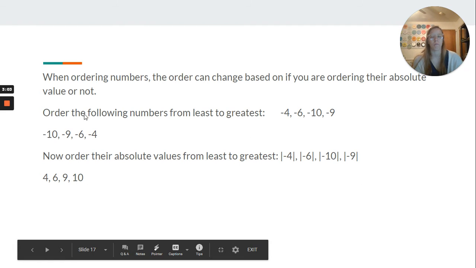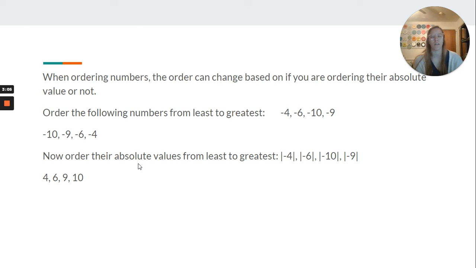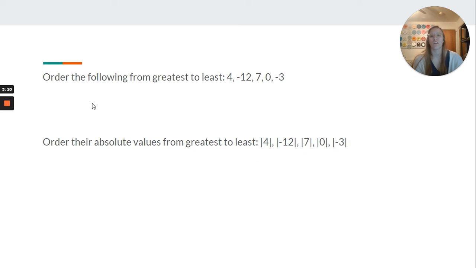Okay? So you have to make sure you pay attention to whether it's ordering the numbers or ordering their absolute values. So order the following from greatest to least. So now this is opposite. Well, 7 is our biggest positive number. So 7, 4, 0, negative 3, negative 12. Now we're going to order their absolute values from greatest to least. So the positive numbers aren't going to change. And the absolute value of 0 is just 0, by the way. So we have 12, 7, 4, 3, and 0. Because negative 12's absolute value is going to be 12.